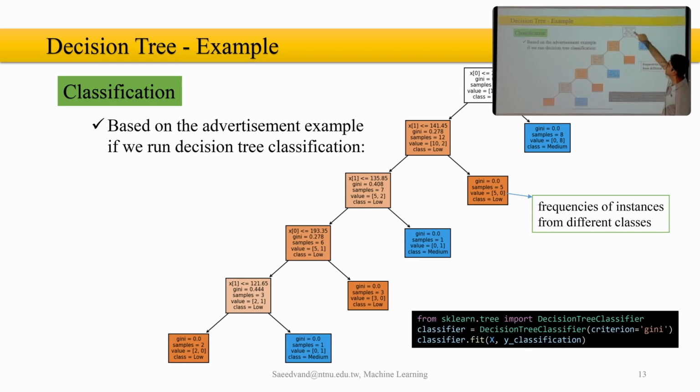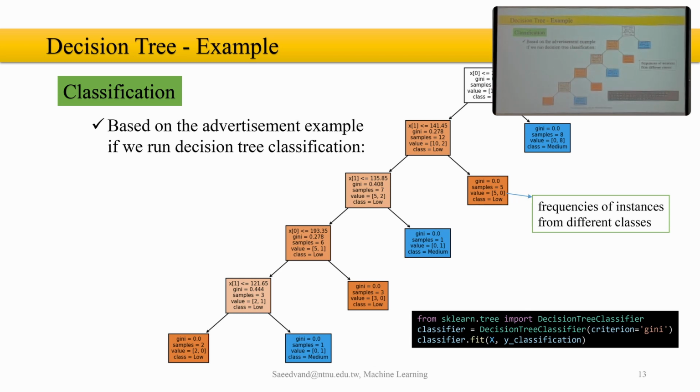At the beginning again I have 20 samples, and here we have value equal to [10, 10]. This value shows the frequency of the number of values per each class that we have. Then split into the left, right, left, right. Finally, you see that on the leaf nodes, for example, this is medium. The class is medium if you come here. The class is here low. The class is here medium, low, medium.